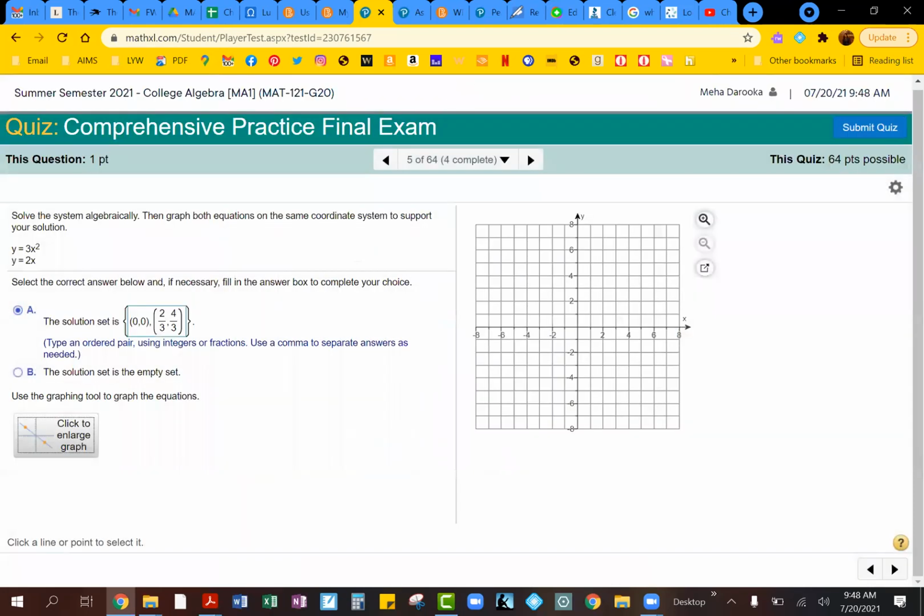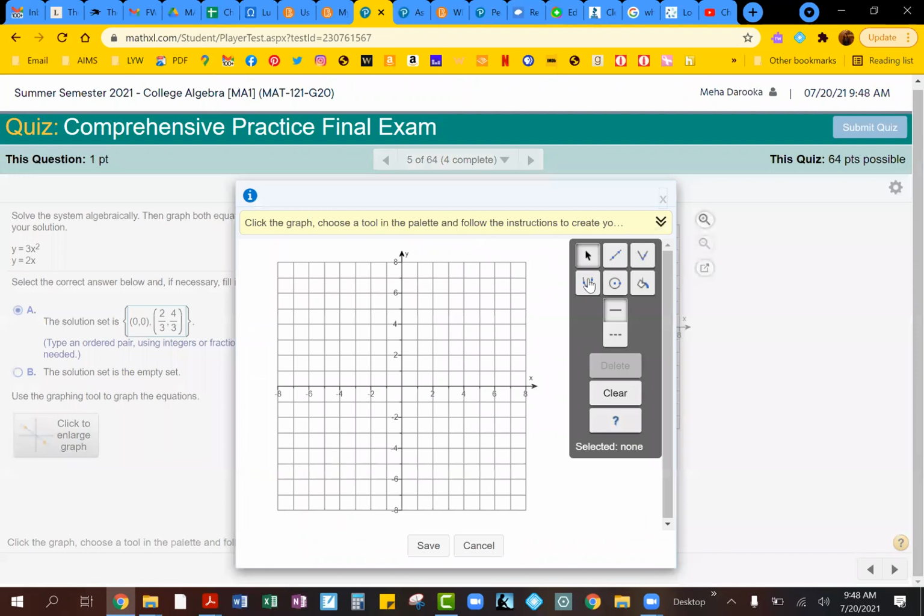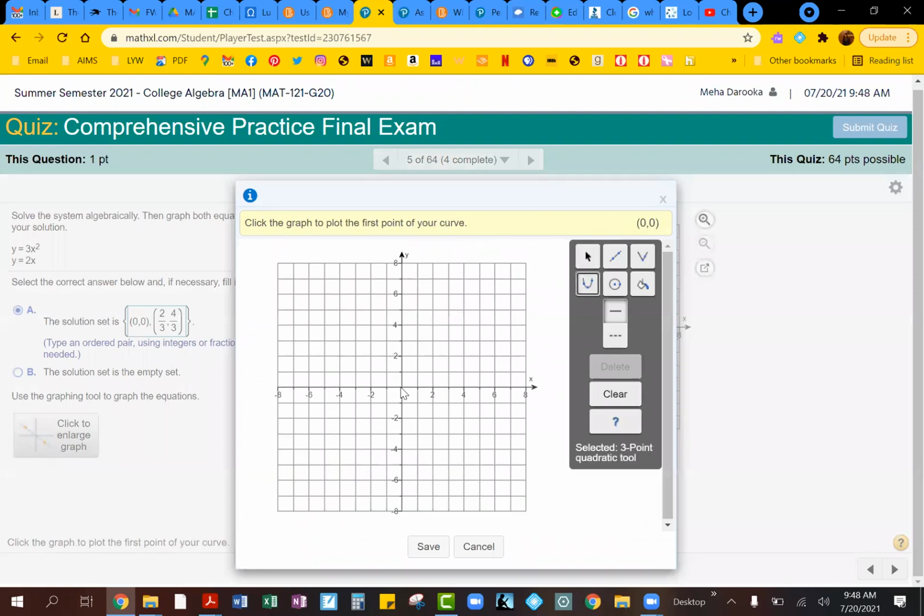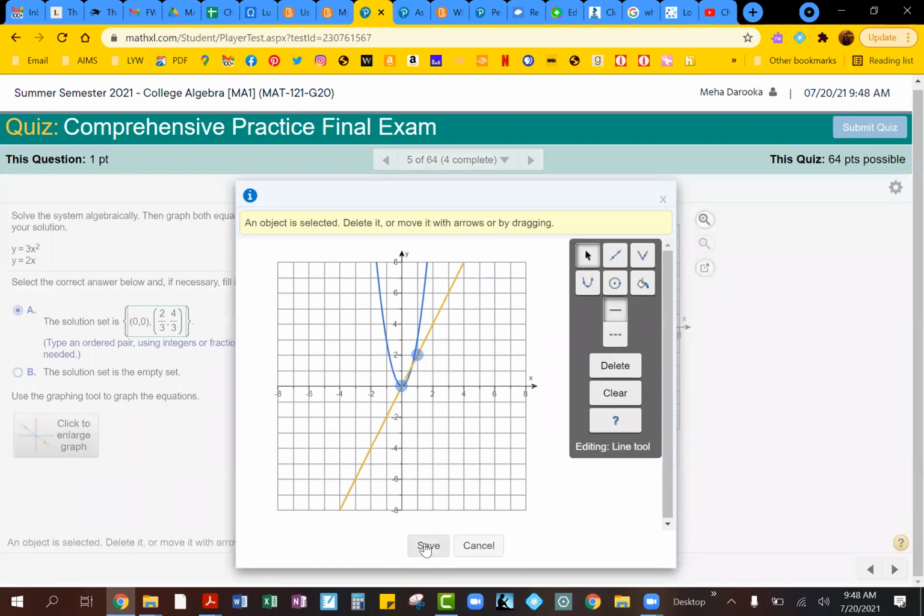Okay, and then just save that. Oh, I don't believe I did that. Okay, very quickly. 0, 0, 1 and +3, 1 and -1 and +3. We have 0, 0, 1 and 2. There we go.